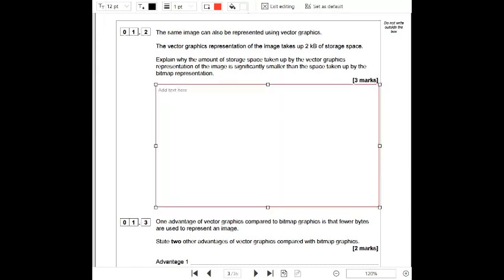So bitmap images store the color of each pixel.